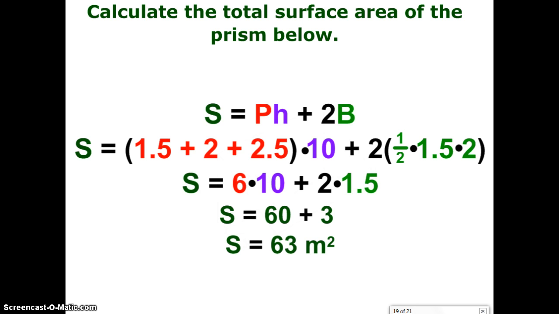The perimeter of my base is 6. The height of the prism is 10. The height and base of the triangle are 1.5 and 2. When I multiply those together, I get 1.5. Since there are two triangles, I multiply that by 2 to get 3. Add them together and get 63. Now at this point, some of you may notice a little shortcut you can take here. You notice a pattern that's happening when you're multiplying a number by a half and then you multiply that number by 2. If you notice that, please go ahead and use that to your advantage. Otherwise, just take half and then multiply by 2.